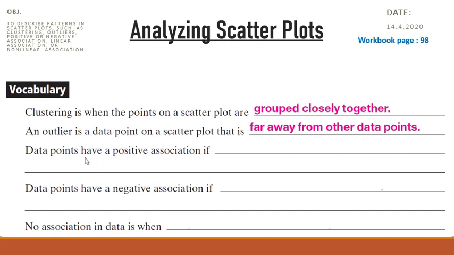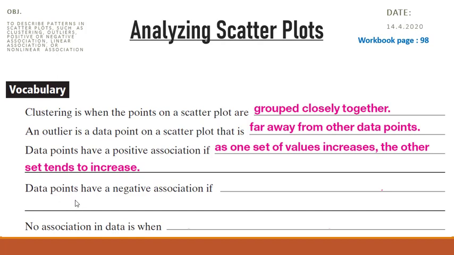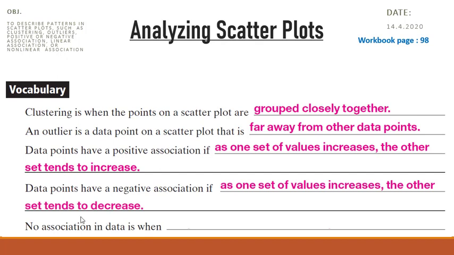Now we have a positive association. If the data points have positive association, anyone? Saad? Yes. One set of values increases, the other set tends to increase. Excellent. Of course, Saad, the opposite in the negative association. As one set of values increases, the other set tends to decrease. Decrease. Great.